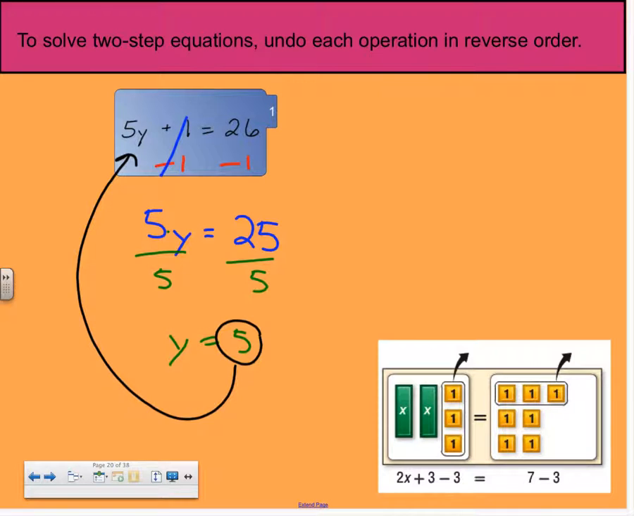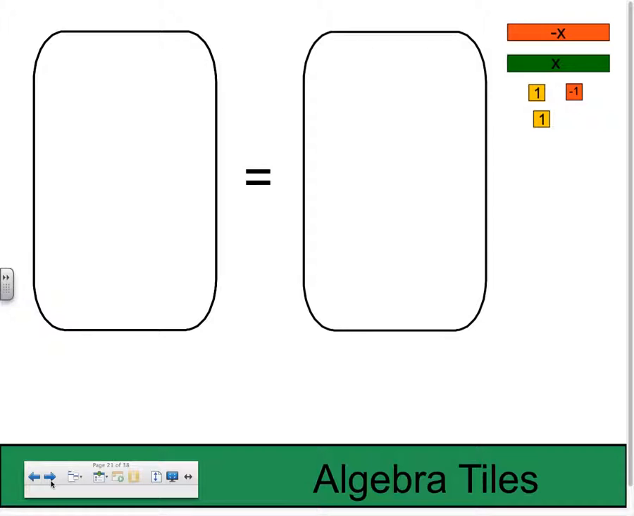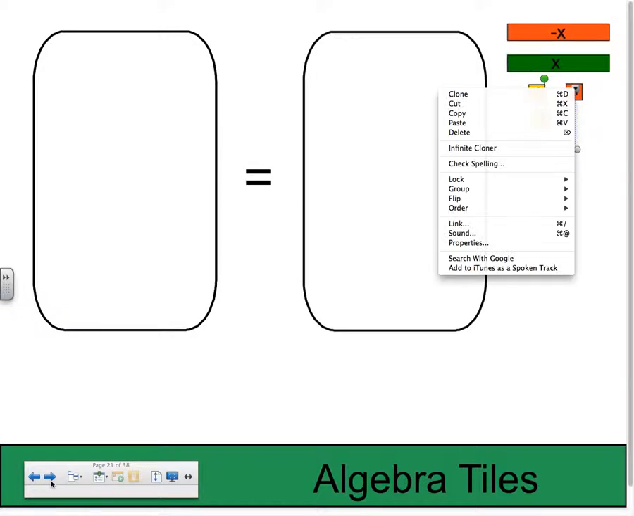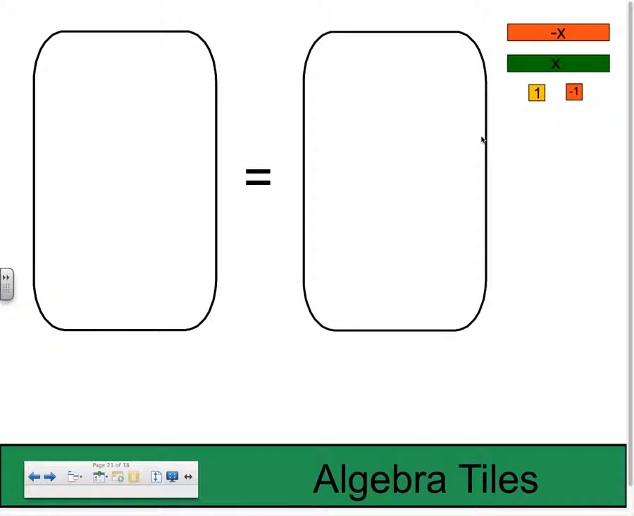Now, some people, it really helps them to see this using a model, something called algebra tiles. So I'm going to show that to you now, okay? So this is something we set up, and we're going to use algebra tiles to set up an equation. What's cool is I've set these up. These are called infinitely cloned, right? So you can just keep pulling them off of here, and they'll come forever, okay?